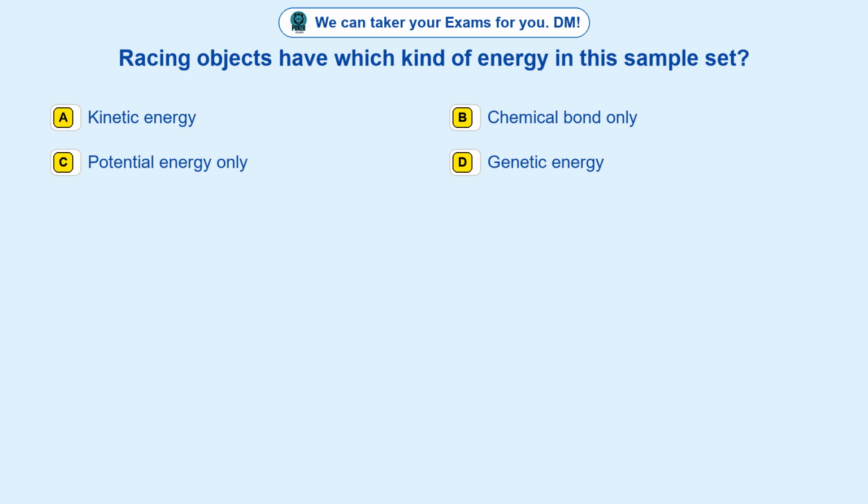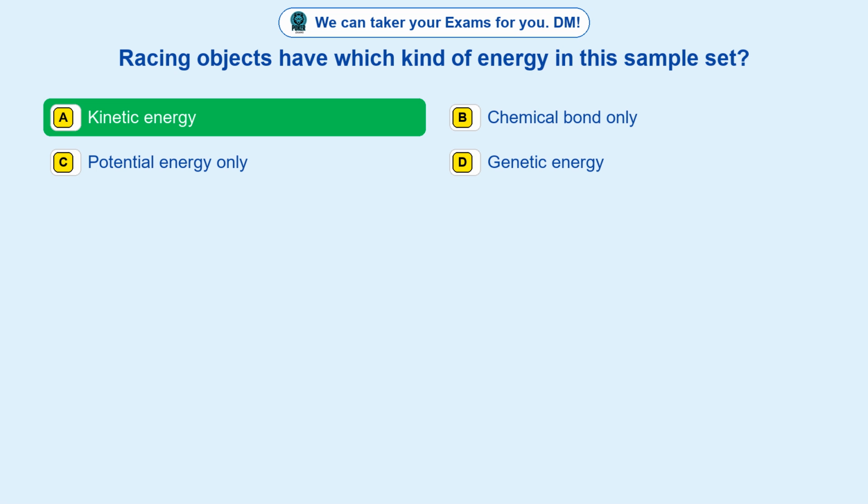Question 60. Racing objects have which kind of energy in the sample set? Option A, kinetic energy. Option B, chemical bond only. Option C, potential energy only. Option D, genetic energy. The correct answer is option A.